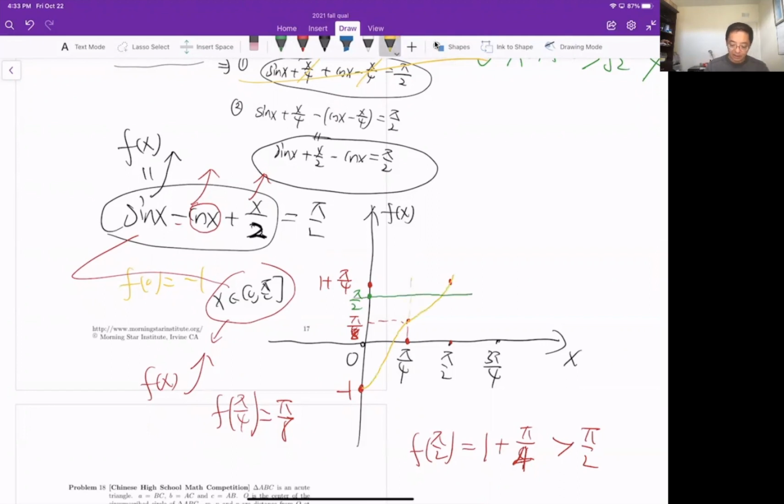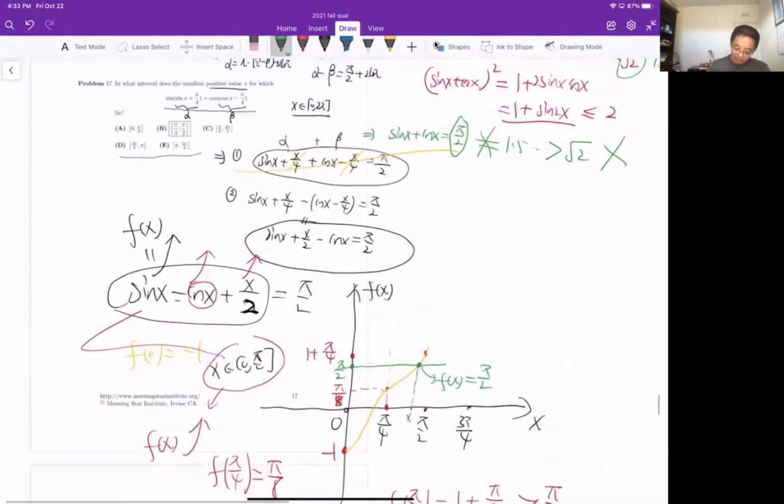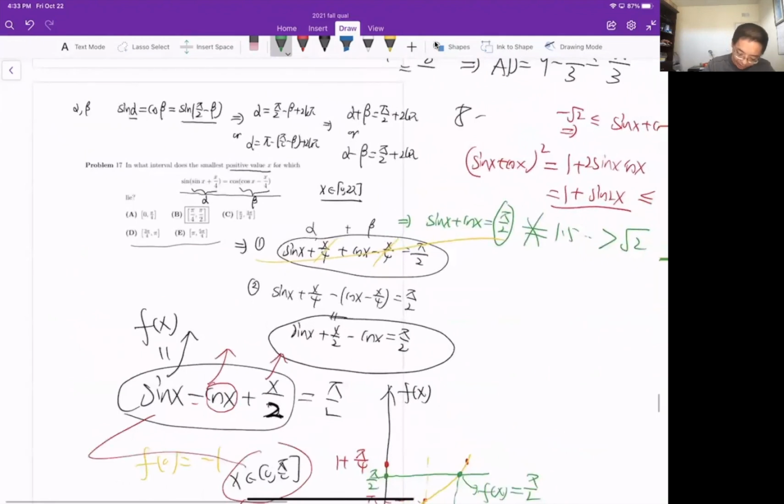Okay, now this tells us somewhere, right? So we say somewhere between pi over 4 to pi over 2, we'll get a value, we'll get f(x). So this f(x) equals pi over 2. So the answer is the smallest one we'll get is right here. It is between pi over 4 and pi over 2.